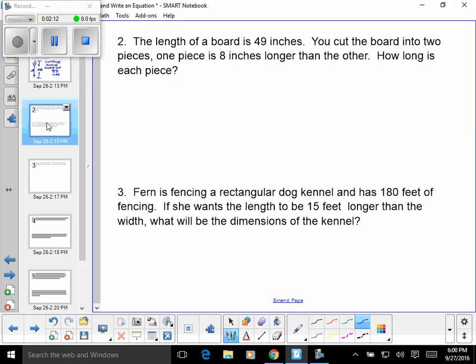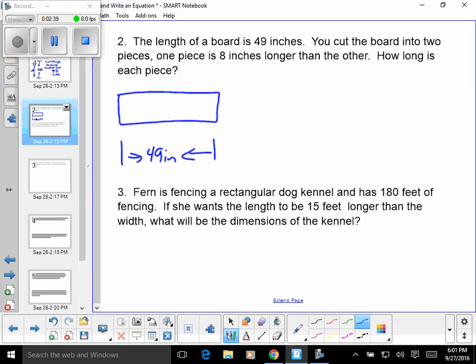Question 2 is similar to question 1. Again, a diagram will help. The length of a board is 49 inches. If you cut the board into 2 pieces, one piece is 8 inches longer than the other. How long is each piece? So let's make a little board. We know that the entire length of the board is supposed to be 49 inches.